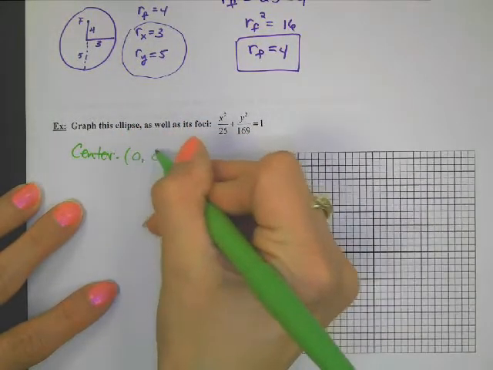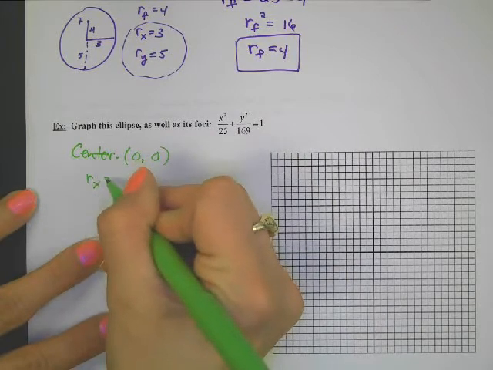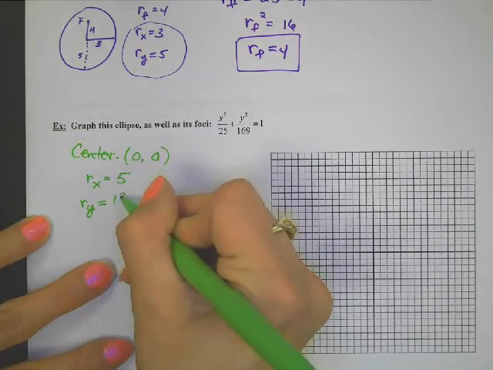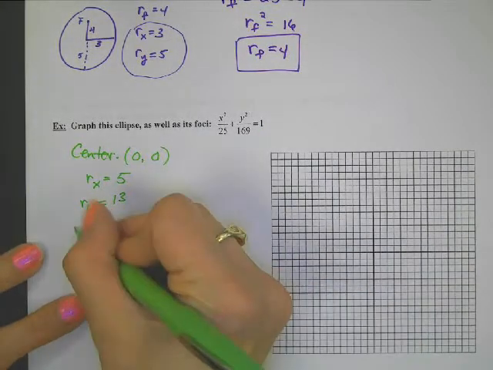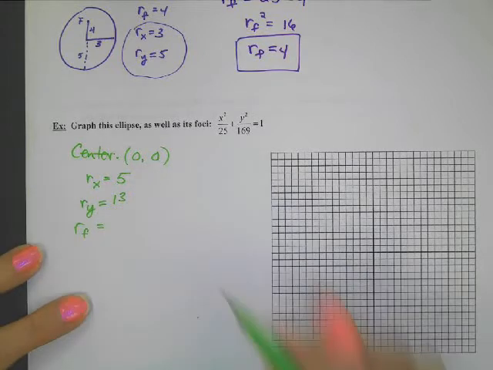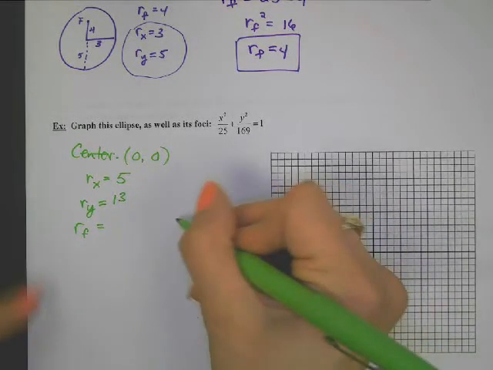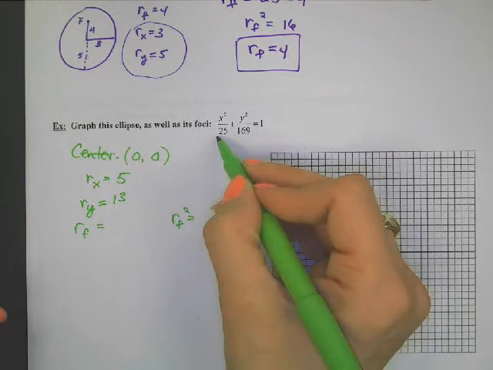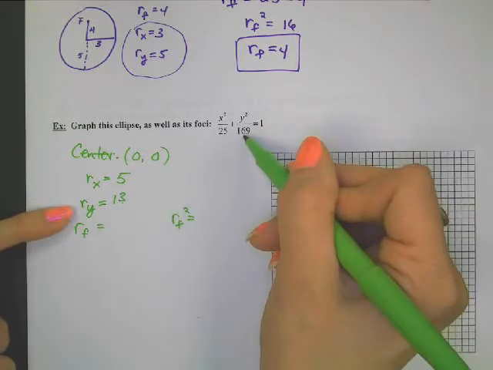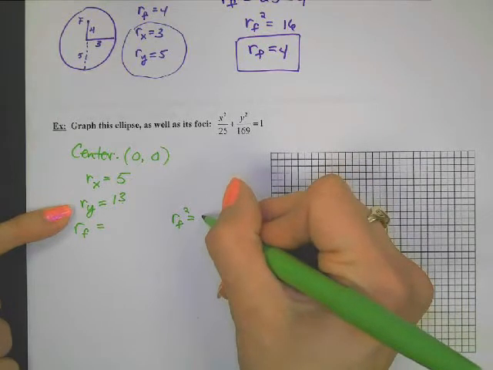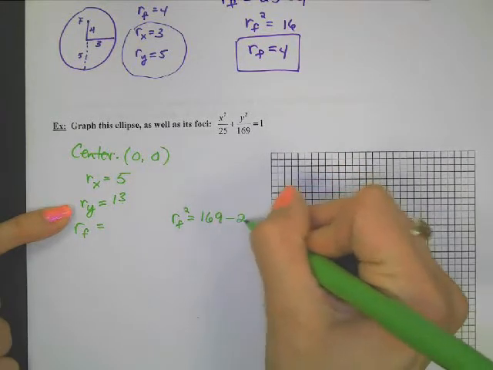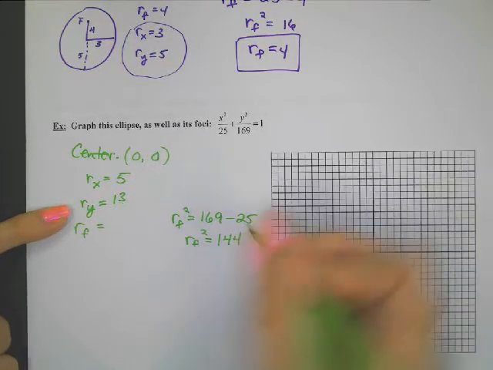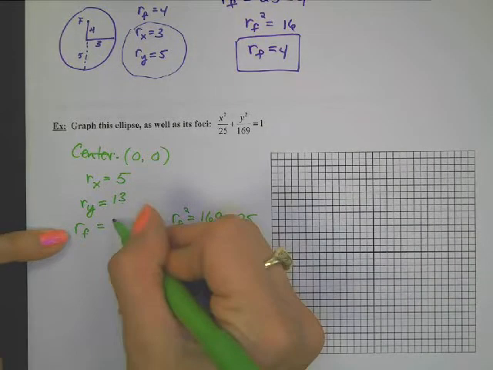Yes, 0, 0 is correct. How about r sub x? R sub x is 5. How about r sub y? R sub y is 13. How about r sub f? I'm going to have to do a calculation for that. Okay, here's my work on the side. R sub f squared. I have to do one of them squared minus one of them. So 13 squared, of course, makes 169. So sometimes people just look right here real fast. 169 minus 25. R sub f squared is 144. And so the focal radius is 12.